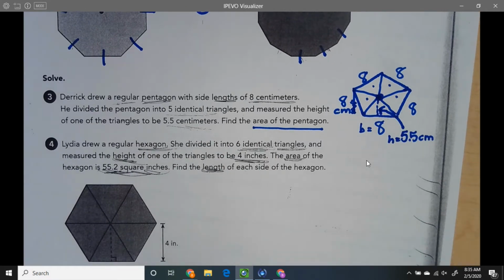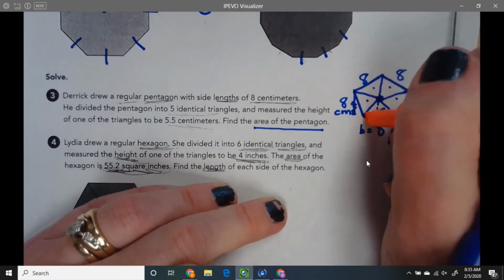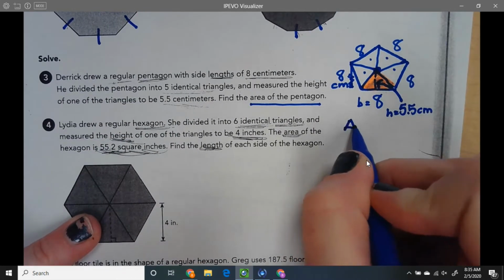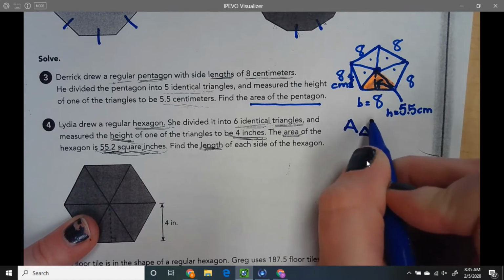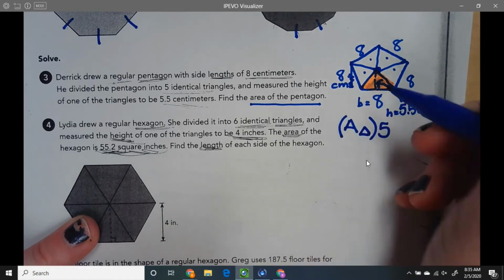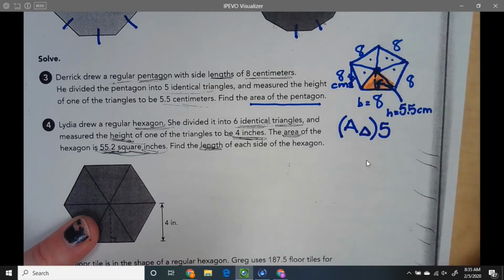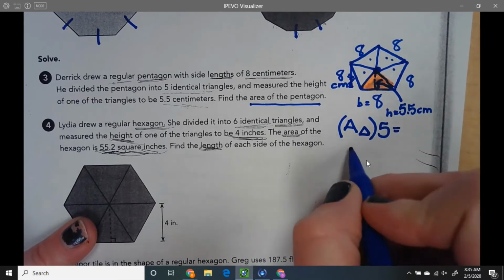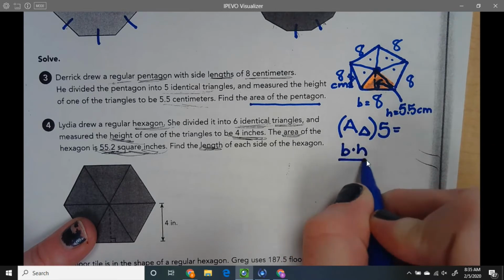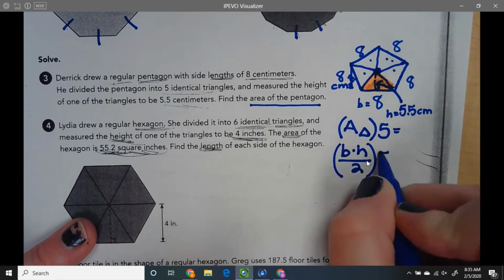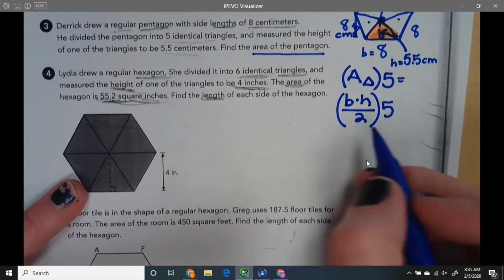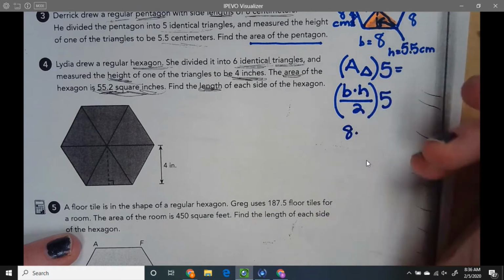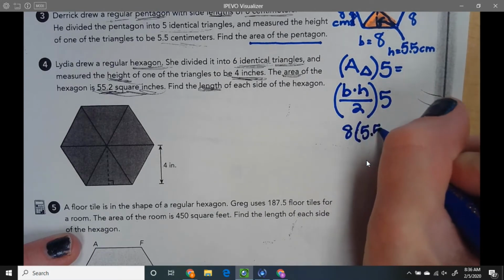So the first thing that you'd want to do is I have to find the area of this triangle. So the area of the pentagon will be the area of the triangle times 5, because there's 1, 2, 3, 4, 5 sides or 5 corners or 5 triangles. So the area of a triangle formula is base times height divided by 2. And then I take that times 5. So again, I'm going to substitute in what I know. So I know the base of the triangle is 8. The height of the triangle is 5 5/10.